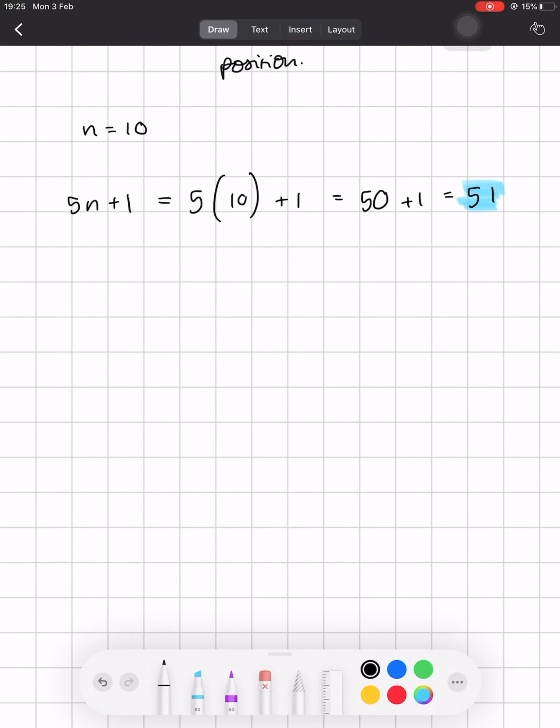So for example, for you to do, let's say the nth term is 6n plus 2. I want you to work out the 11th term. And I also want you to write the first 5 terms of the sequence. Have a go, pause the video, and then come back to check your answer.